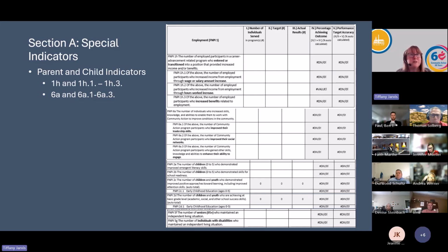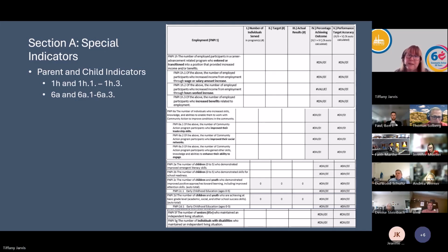That one person is going to be reported once under 1H. But that one person is also going to be reported under 1H1, 1H2, 1H3. But that's not always the case. Sometimes people will only be reported in 1. Other times people may be reported in 2, and sometimes the person will be reported in all 3. It just depends on that particular person and their situation.